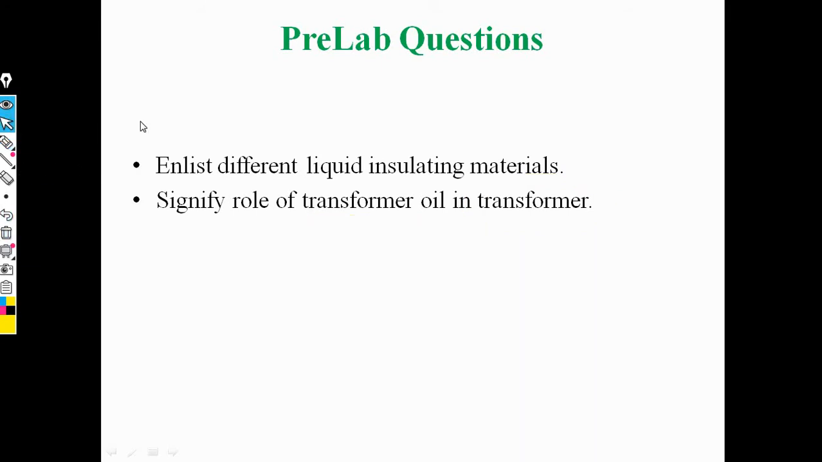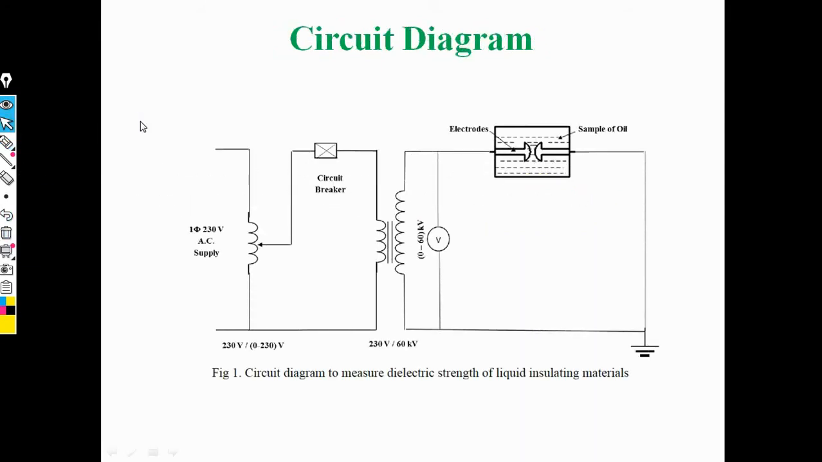Then we need the circuit diagram. This circuit diagram is very important for the case study of liquid insulating material. Here, this is the input supply: a single phase 230 volt AC supply is given to the whole circuit.